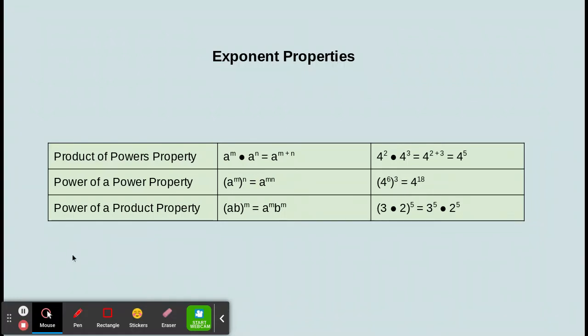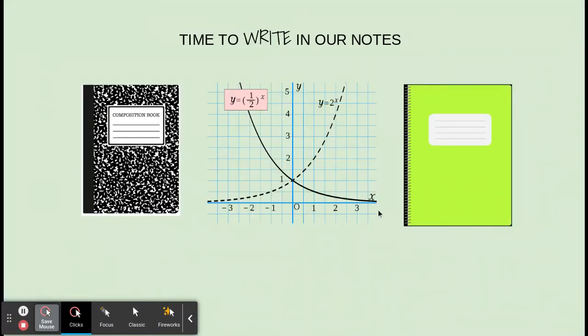Then you have power of a product property, which is (a times b) to the m. You can rewrite that as a to the m times b to the m. And over here, a numerical example is 3 to the 5th times 2 to the 5th, right? So in your notes, I need for you to write down each of those properties: product of powers, power of a power, and power of a product.